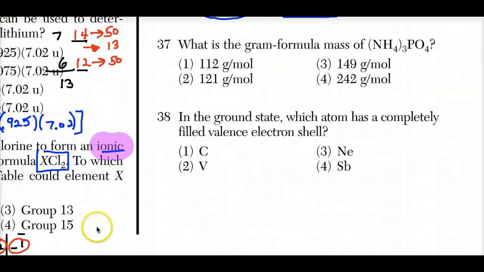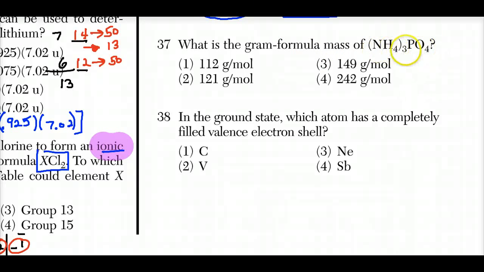Number 37. What's the gram formula mass of ammonium phosphate? This is an ionic compound. It's the ammonium ion from Table E, that sometimes I call the what-the-heck-is-that table. In any case, let's figure this out. The gram formula mass, and I think this is our first real math question here. Gram formula mass is the mass of 1 mole, so we're going to have to add up all the atomic masses here.